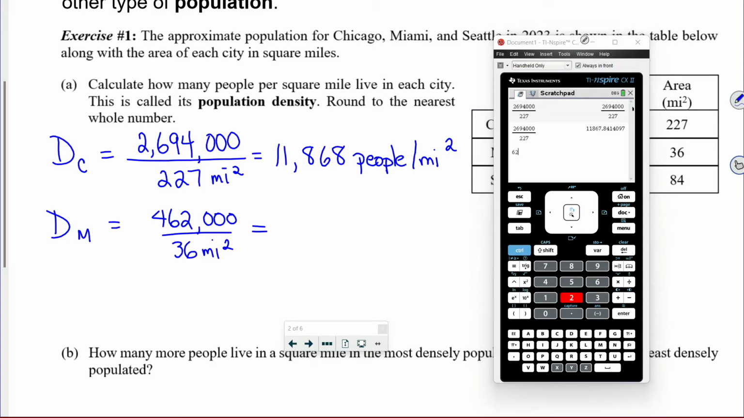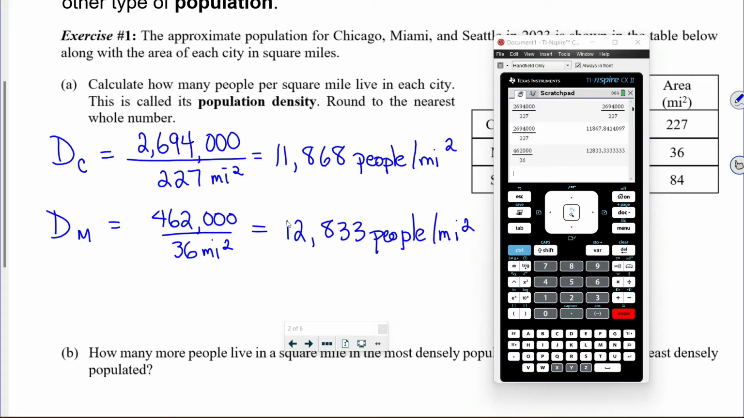462,000 divided by 36. This time I'll be good about remembering to hit that. And that's going to be 12,833 people per square mile.